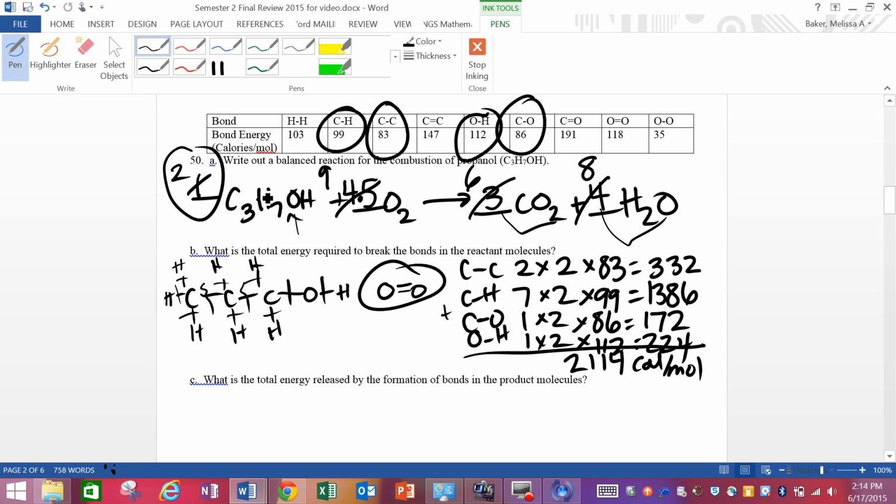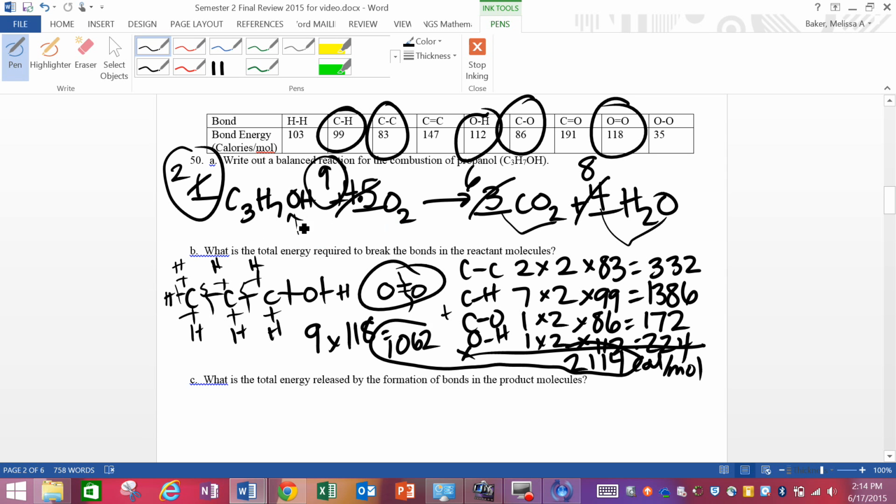But we can't forget the oxygen. We've got 9 of these O double bonded to an O's to break. So 9 times 118 is 1,062. Plus that 2114. So if we add all of that together, it takes 3,176 calories per mole to break all the bonds of the reactants.